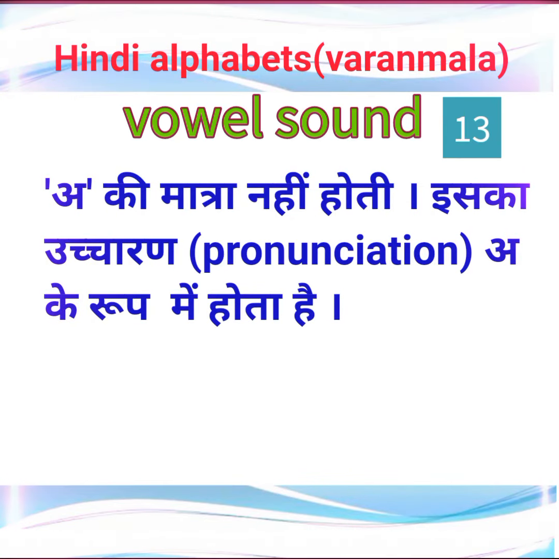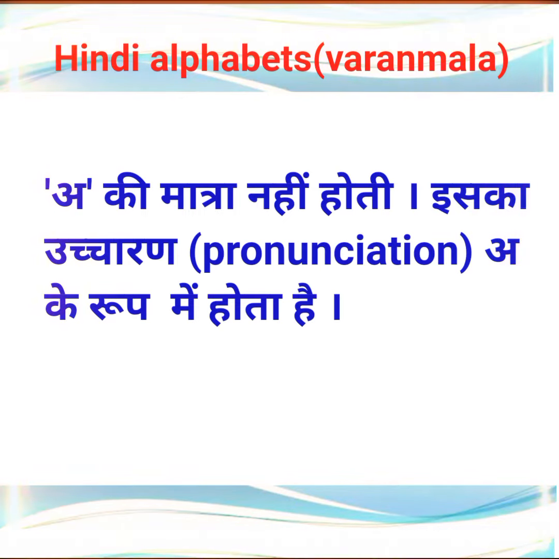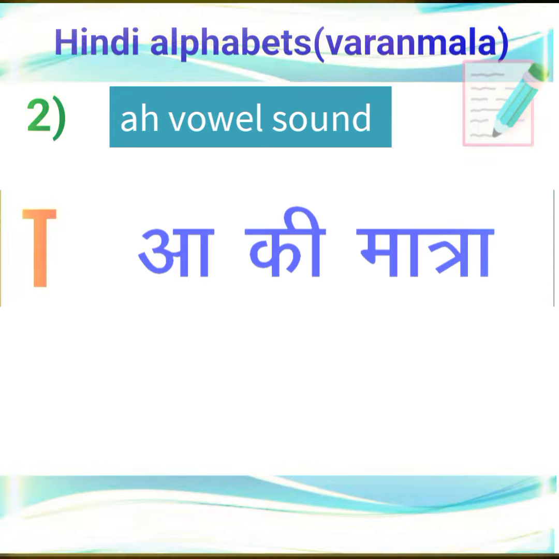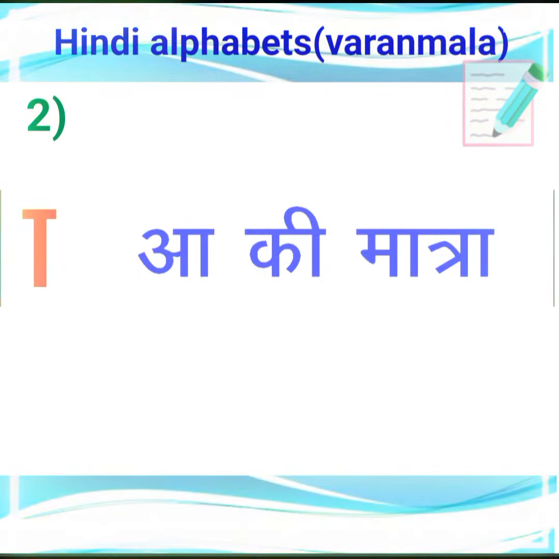The first vowel a has no sound. It is pronounced same as it is. Now the second vowel sound is a. We add a standing line after the consonant. By adding vowel sound a becomes a.